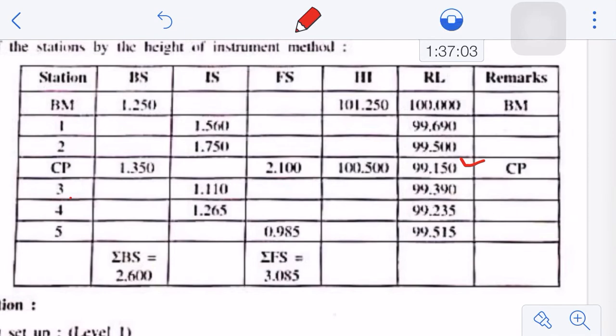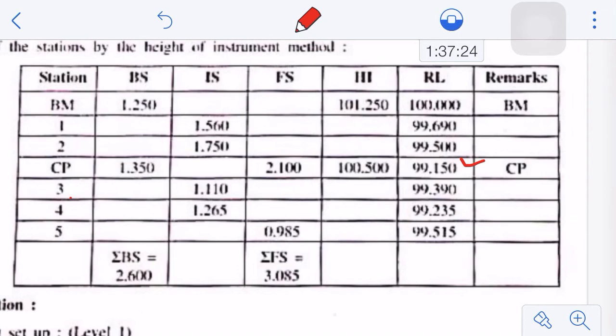You can also see here that for the change point the BS reading is also written, because it is generally used to compute the RL of HI for the new instrument position, right? That's why this BS is also there for the change point, and you will remark in your remark column that this is your change point. You can indicate your change point, right?